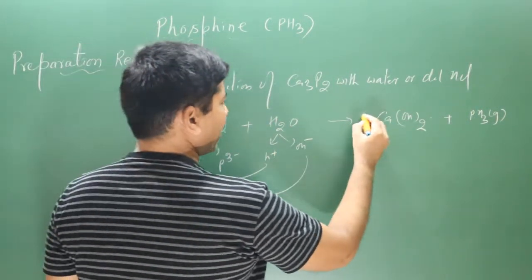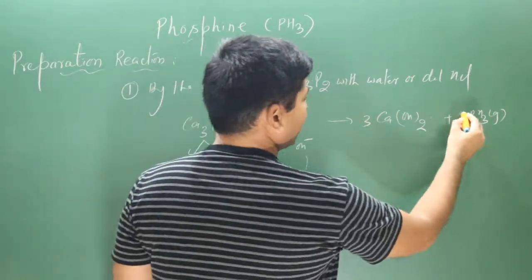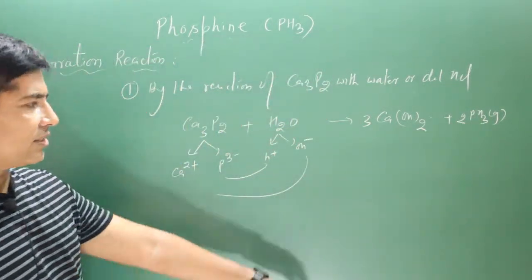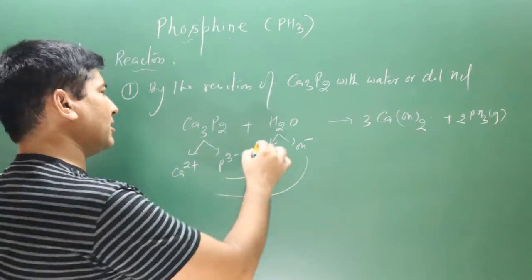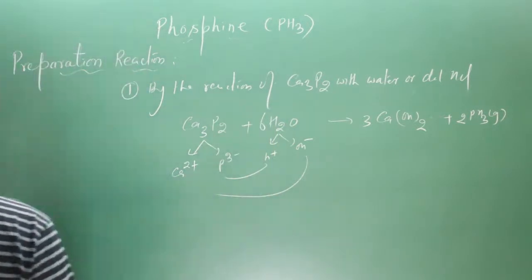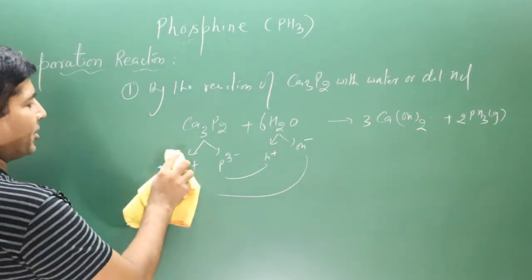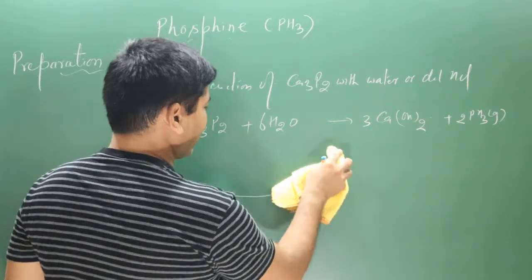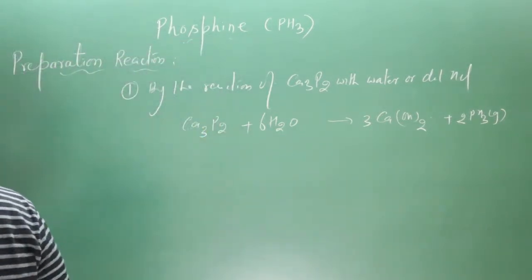3 calcium multiplied by 3, 2 phosphorus multiplied by 2. How many oxygen are on the right side? 3 times 2 is 6. 6 oxygen, so the equation is balanced. In a similar manner, we can complete the reaction of calcium phosphide with dilute HCl.